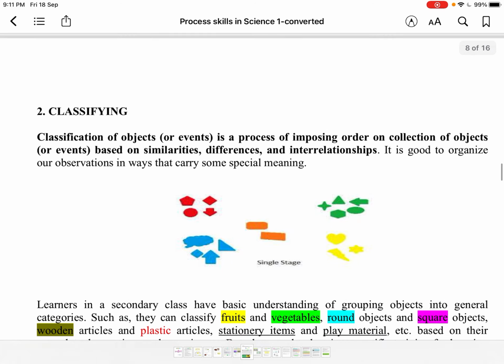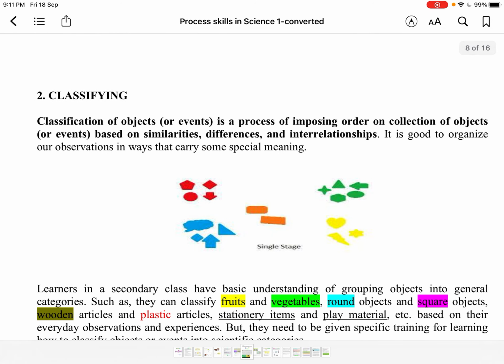Another process skill is classifying. So in learning science, this classifying skill is very, very essential. So here classification is a process of imposing order on a collection of objects or events based on similarities, differences and interrelationship. So it is good to organize our observation in ways that carry some special meaning.